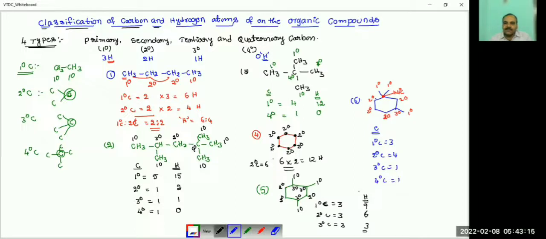Now write the hydrogens. Here, each primary carbon atom contains 3 hydrogens, so 3 primary carbon atoms give 9 hydrogens. And here the secondary carbon atoms are 4, each secondary carbon contains 2 hydrogens, so 8. And this one is 1. And there are no hydrogen atoms at quaternary carbon, that is 0.